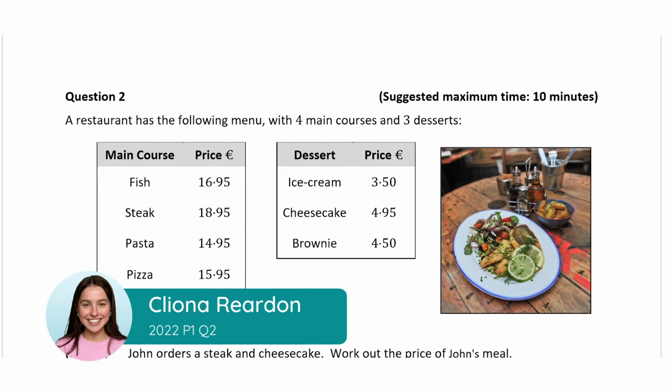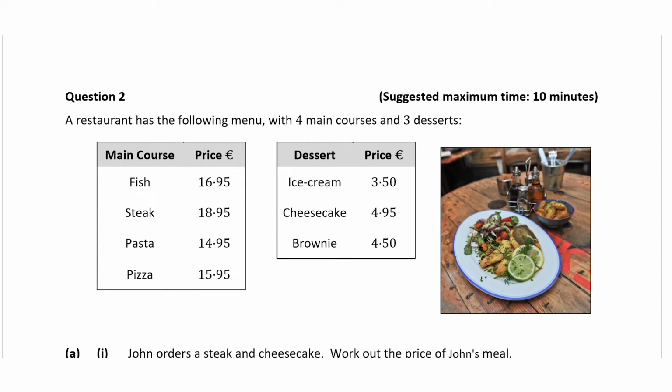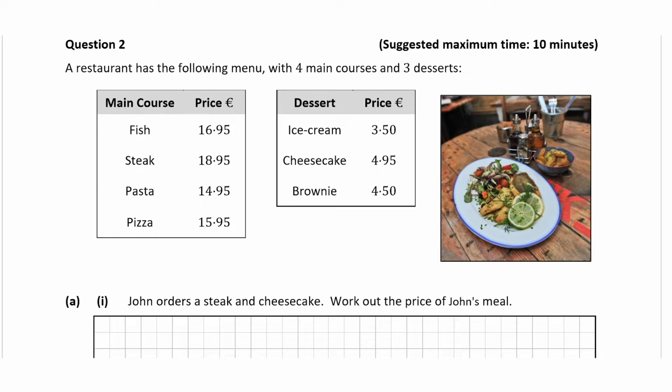Kleena here, and today I'm going to take you through the solution to question 2 from this Junior Cert Ordinary Level paper. So let's get started. We're told that a restaurant has the following menu. It has 4 main courses and 3 desserts. So you're given the 4 mains and the 3 desserts here and their prices.